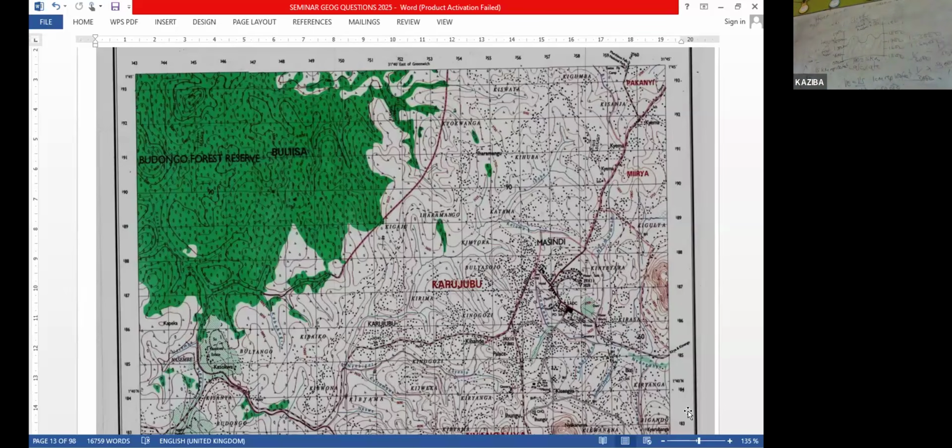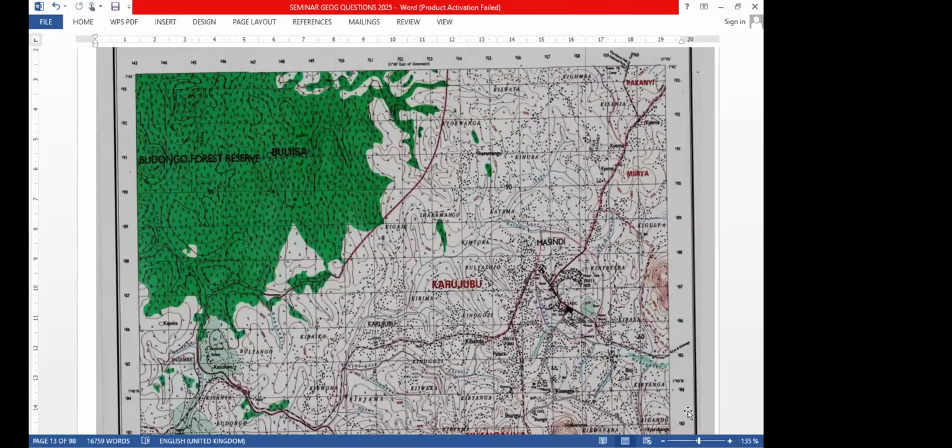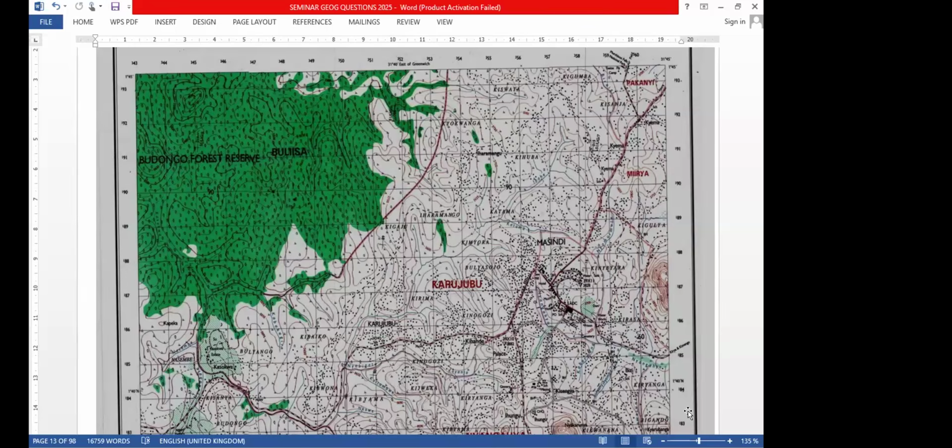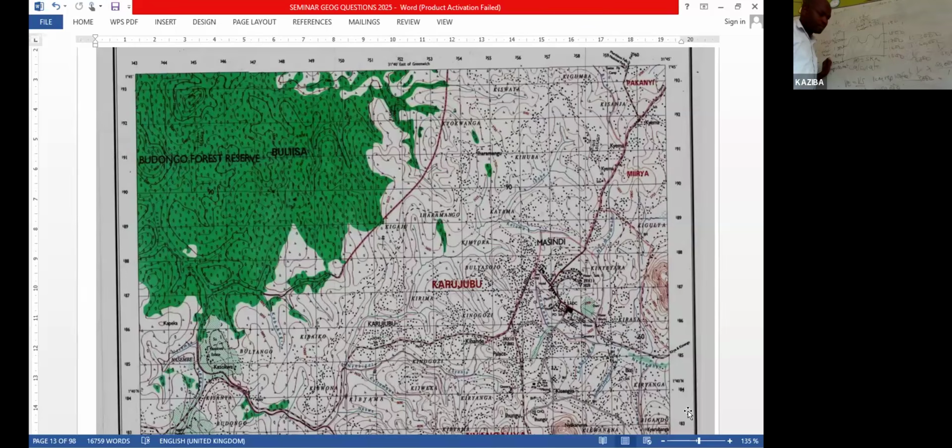Let's first get the answer. What's the answer? Give me the answer very fast. Can I have the answer? 50 divided by 3.